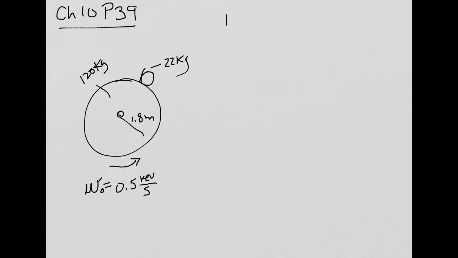So first we have to calculate the I of the merry-go-round, which we'll call I disk. That's 1/2 mr squared, 1/2 times 120 kilograms times 1.8 meters squared, and that has a total of 194.4, and the units are kilograms meters squared.